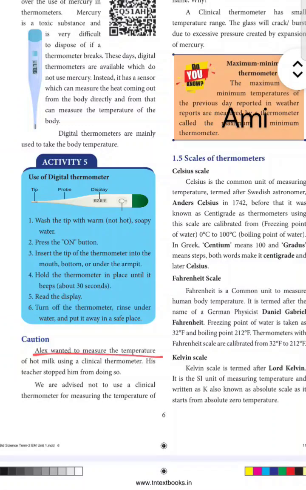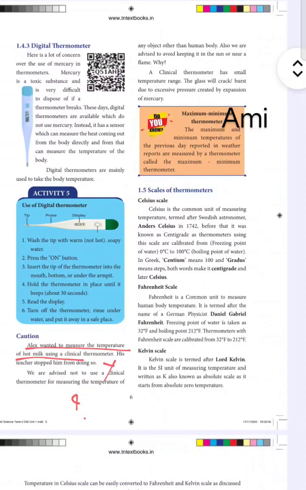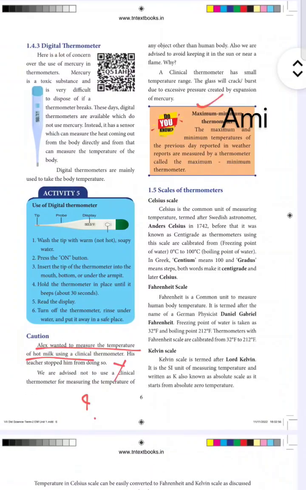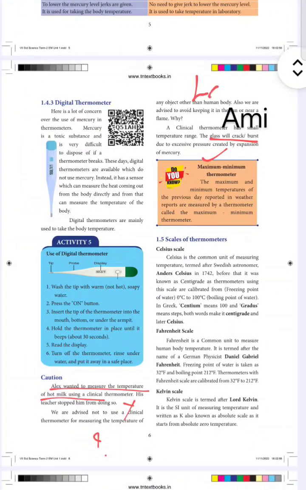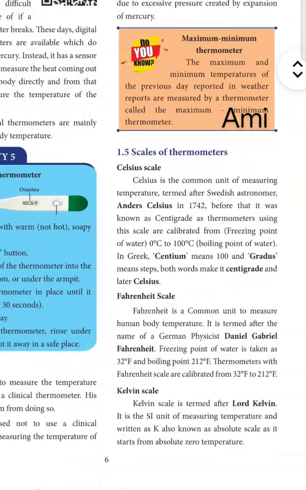Alex wanted to measure the temperature of hot milk using a clinical thermometer. His teacher stopped him from doing so. Why? Because we already know that it contains mercury and it is made of glass. While measuring high temperatures, he should have used the laboratory thermometer, because only it has the capability to measure high range temperatures, right? So for laboratory work you should never use a clinical thermometer.